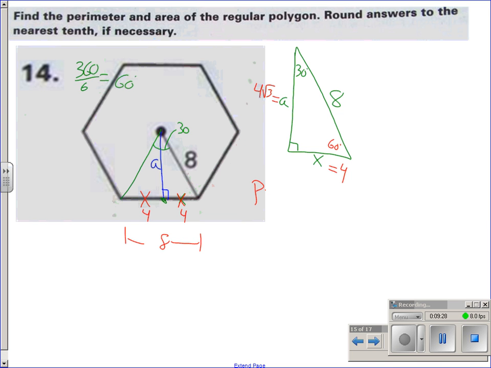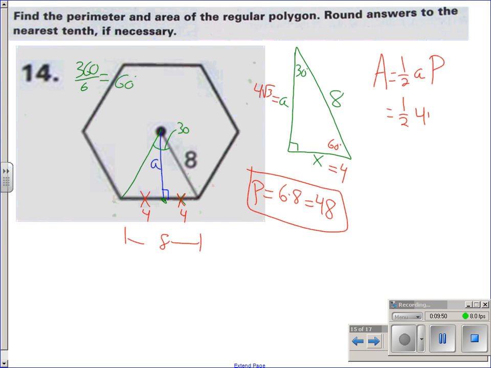Okay, so our perimeter. This is a regular hexagon. We have 6 equal sides, all of length 8. So our perimeter is 6 times 8, which is 48. So there's part of our answer. We want to know the perimeter. Now the area, 1/2 times the apothem times the perimeter. The apothem was the 4 square root 3. The perimeter is 48. You do that multiplication, you got your area in units squared. Whatever 1/2 times 4 times square root of 3 times 48 is, that's our area. And I'll let you do those calculations, okay?